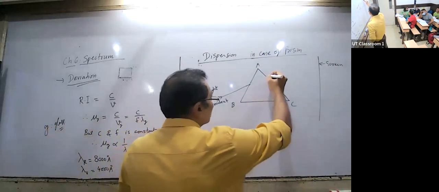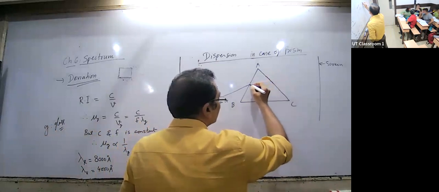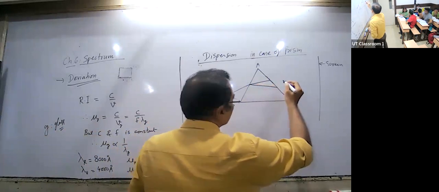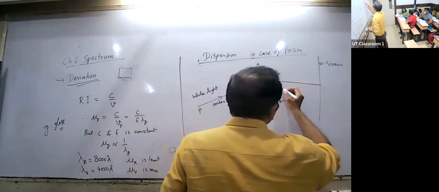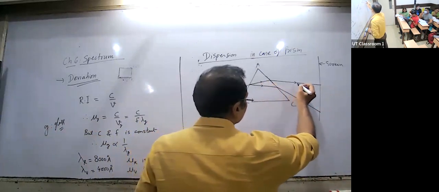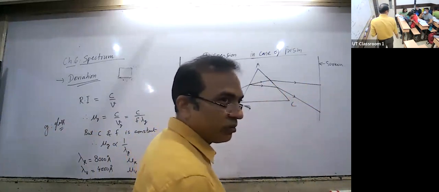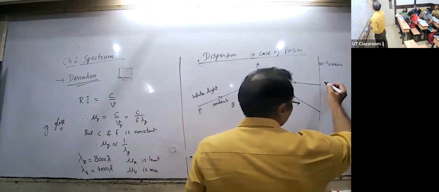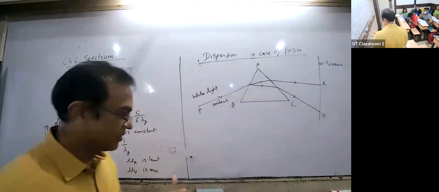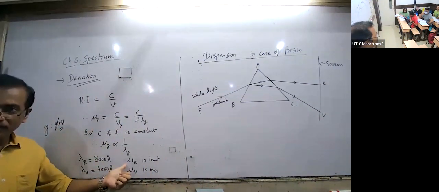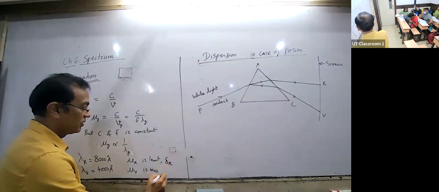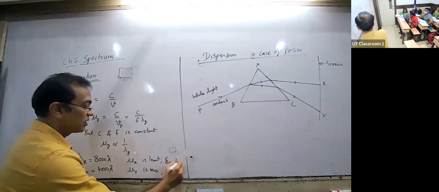Now, here what we see is that we get a band of colors. Yes, this is what we get. So which color will be on top? Red. Minimum. Why? Least deviation. Red is least deviation. So this also will be least, and here this will be maximum. Least and maximum.